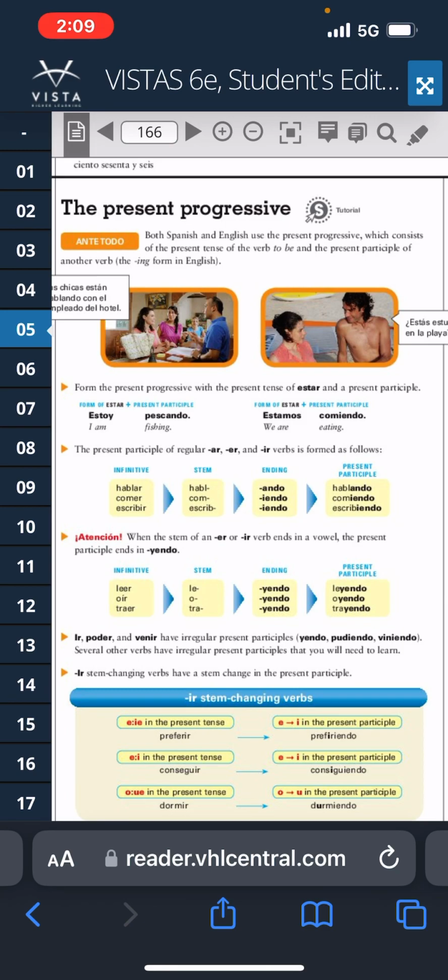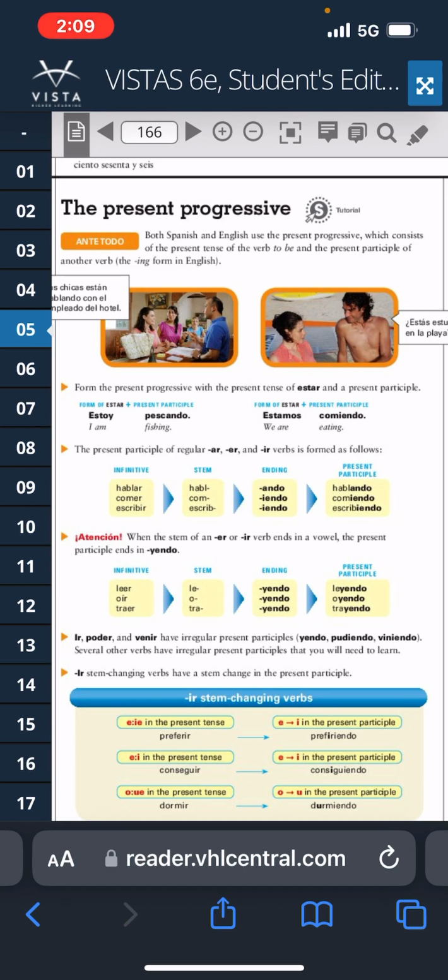Estoy pescando, I'm fishing. Form of estar plus present participle. Estamos comiendo, we are eating. The present participle of regular AR, ER, and IR verbs is formed as follows.